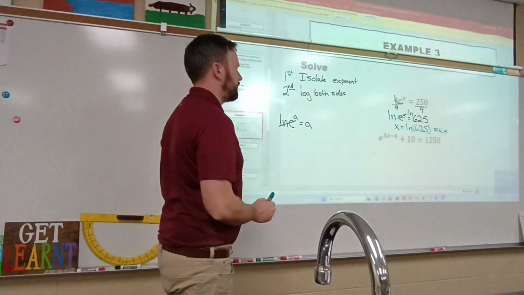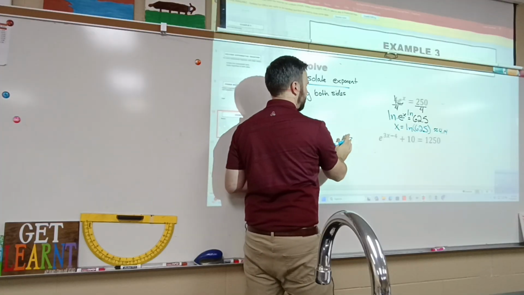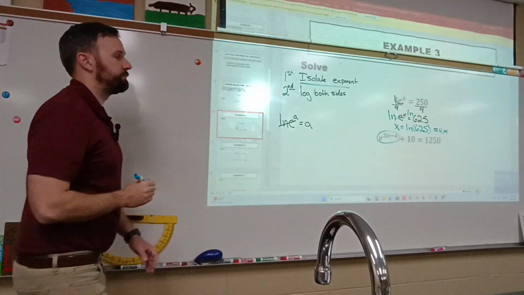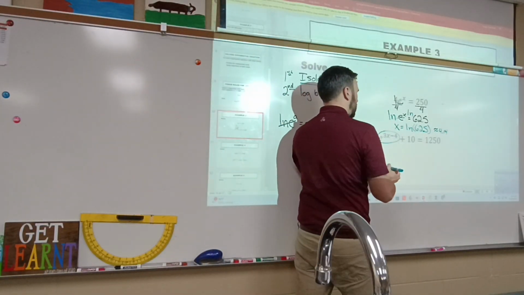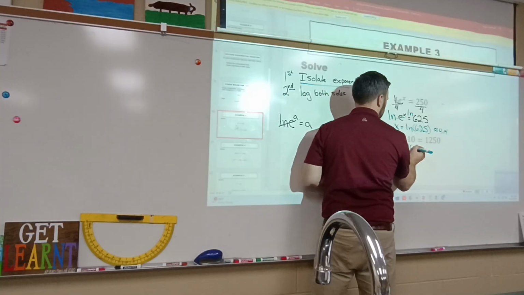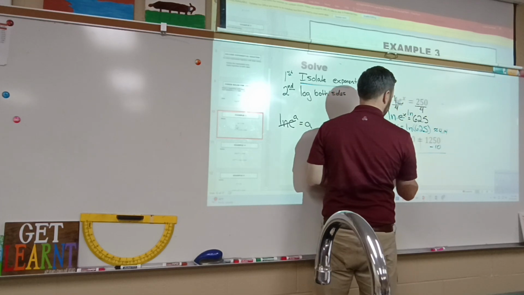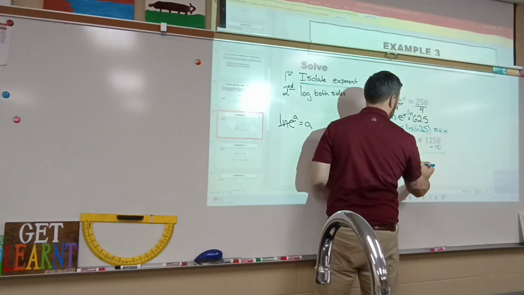The next one's a little bit trickier. I need to isolate the exponent first. So I need to get the e to the power by itself. So what do I do to both sides to get that beast by itself? Subtract 10. So I get e to the 3x minus 4 equals 1240.